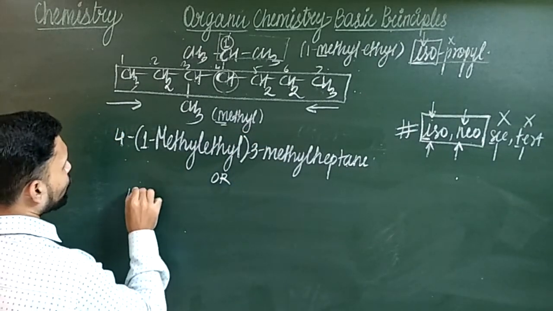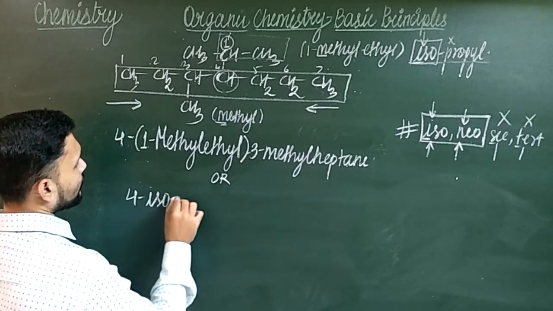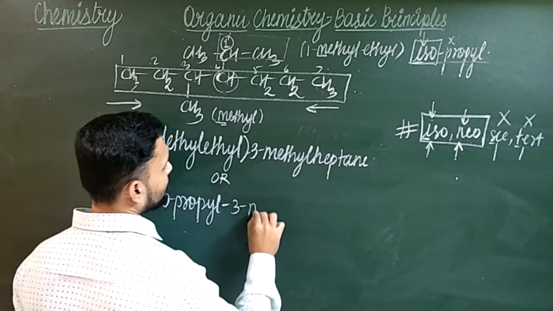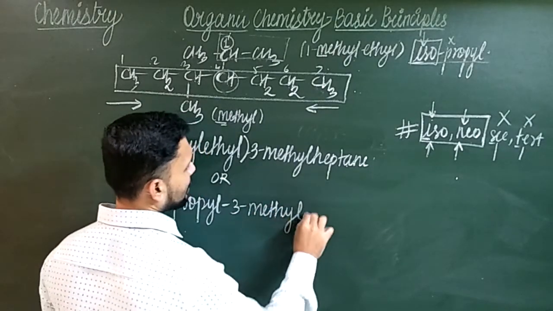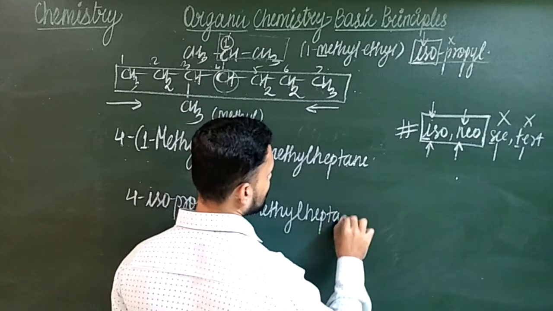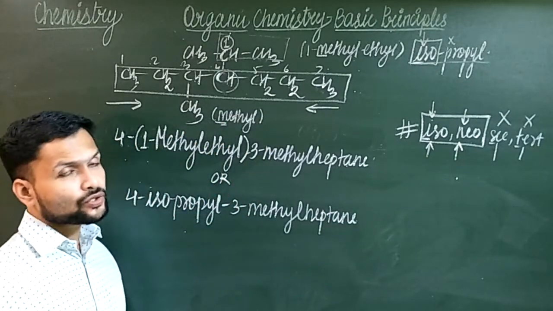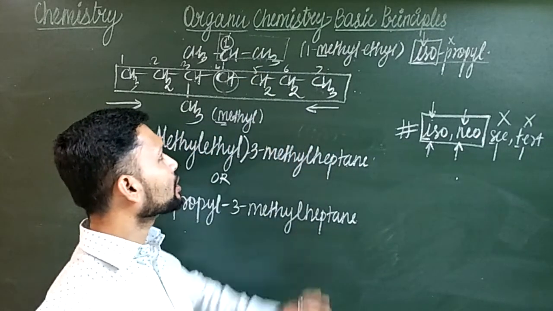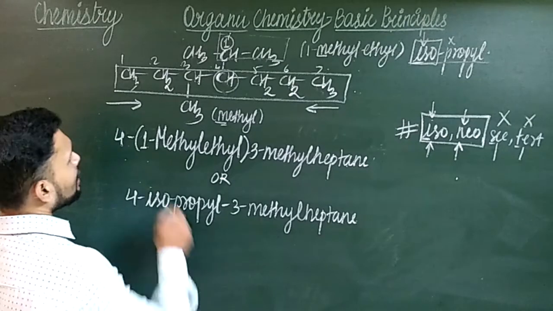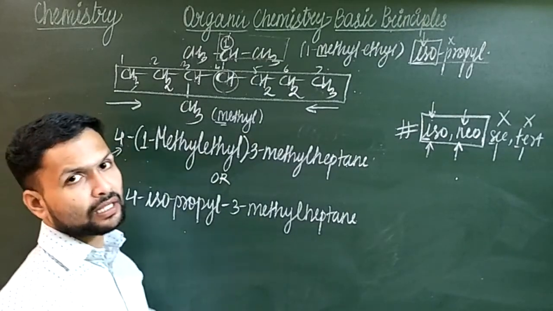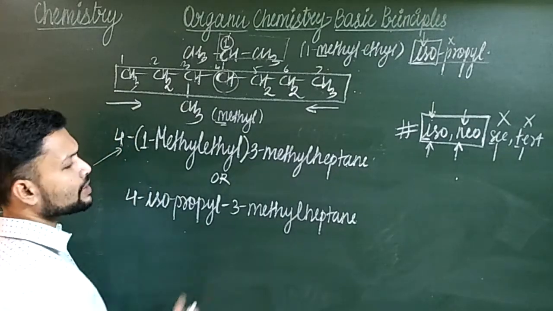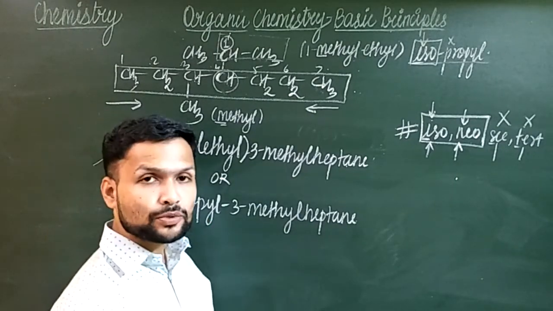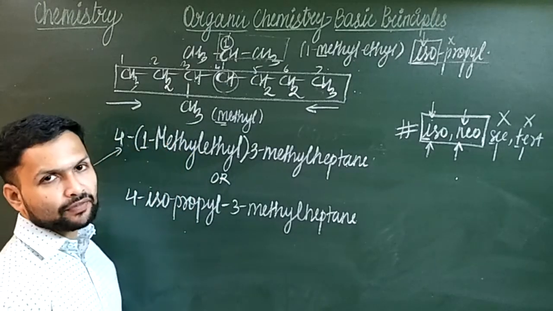So it should be 4-isopropyl-3-methylheptane. So it can be written in this form also. So make note of this rule. Okay? Iso, neo, sec, tert, you can use to name this, but in today's IUPAC, we mostly write in this manner. But a question may be asked in this, means the options may carry iso, sec, tert as options for IUPAC naming. So you should be aware of this.